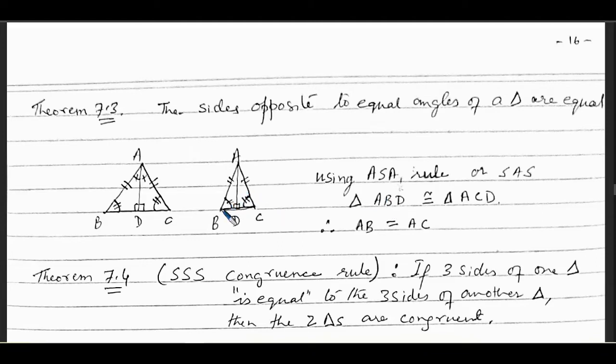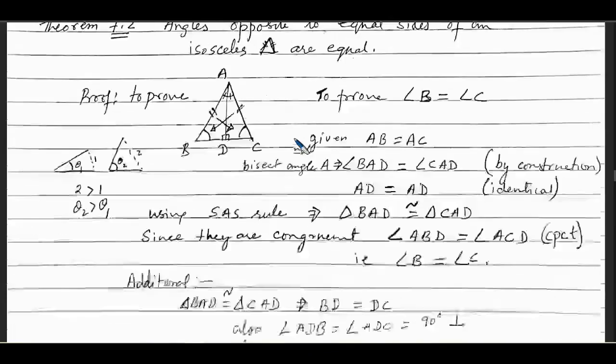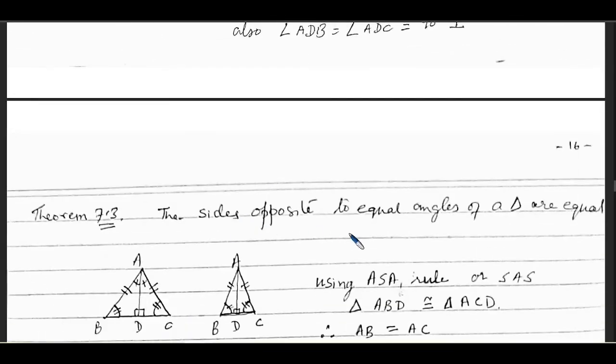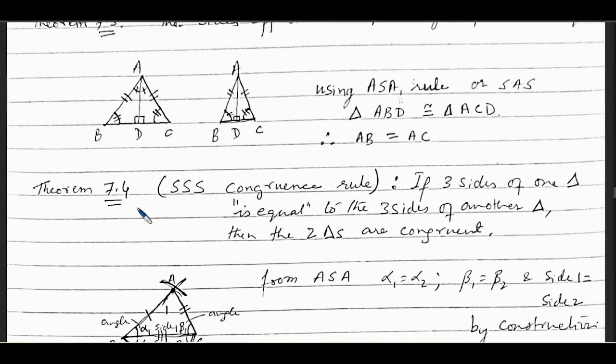We can show that, and we have already shown that triangle ABD is congruent to triangle ACD. So AB is equal to AC if these two angles are the same. So it's a vice versa of the previous one. Angles opposite to equal sides of an isosceles triangle are equal, and here the sides opposite to equal angles of a triangle are equal. And this becomes isosceles.